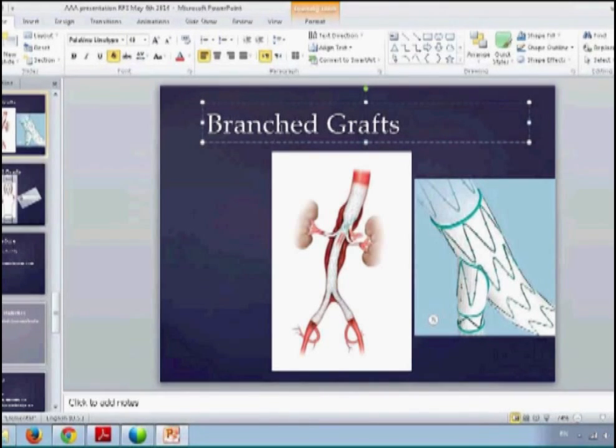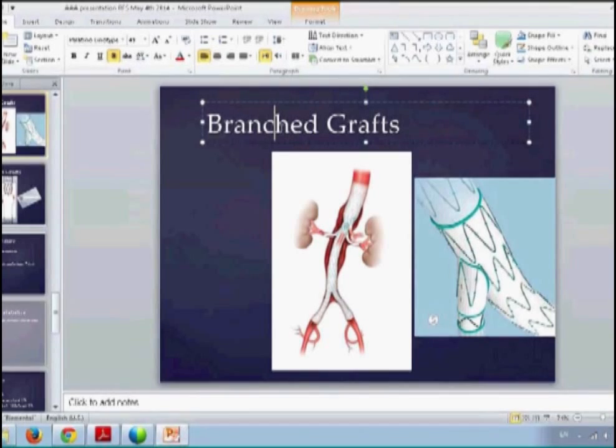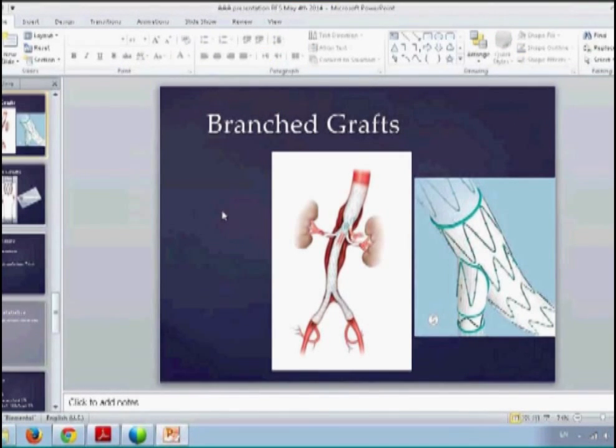That's a really, really good question as well. I'm not sure what the right answer is, but some people think when you have the fenestrated grafts, there's not as much flexibility between the aortic graft and the visceral branch, okay?